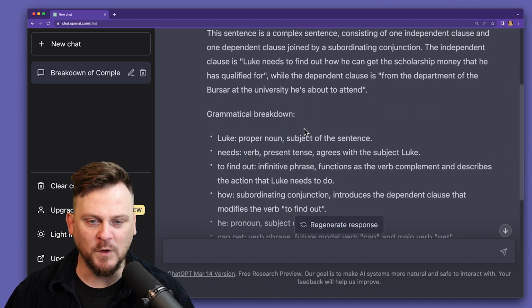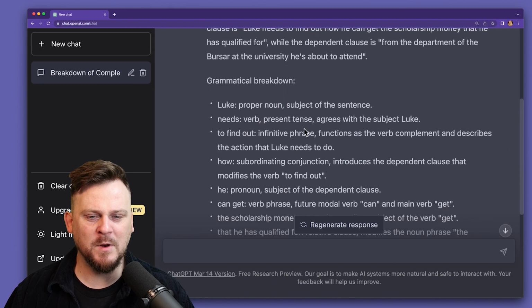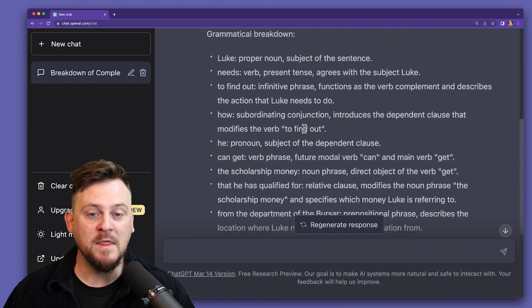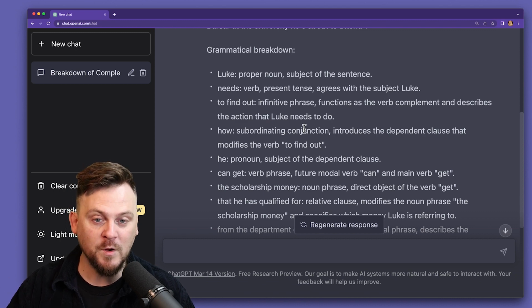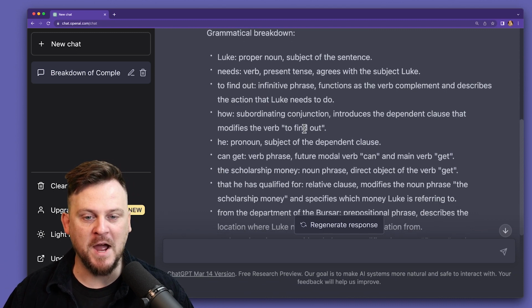So I think actually the first one, the breakdown was okay, but it was kind of just labeling things. This one is giving me the labels, but giving it to me by word or by, let's say, by phrase.